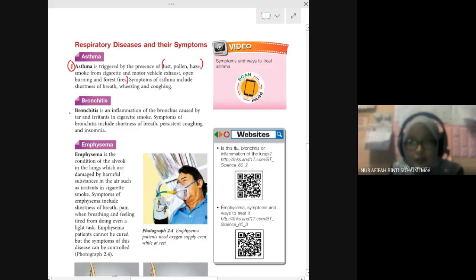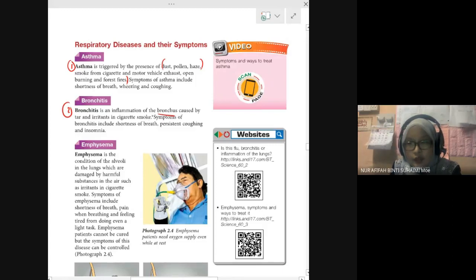Okay, number 2, bronchitis, inflammation of your bronchus. So inflammation of your bronchus is caused by tar, cigarette tar, and irritants in cigarette smoke. So this is the effect of cigarette smoke. This one also will cause shortness of breath, persistent coughing, batuk yang tak henti-henti, and also insomnia, hard to sleep, difficult to sleep. Susah nak tidur, penyakit susah nak tidur.